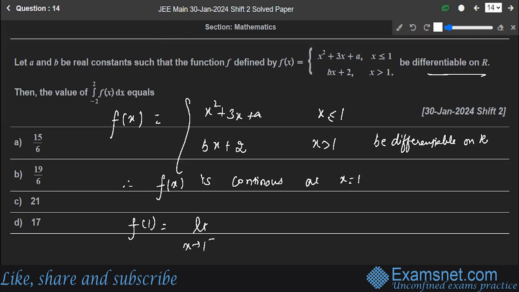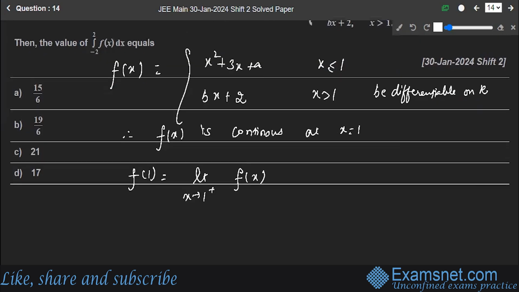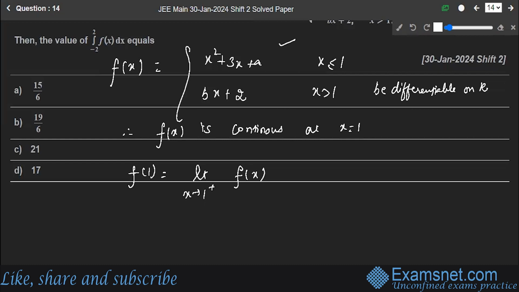Limit x approaching 1 plus f(x). I'll use this, this would be 1 + 3 + a. Now because this is differentiable, this is continuous, so both will be the same. This will give me b + 2. So you have -a + b is equal to 2. Let's say this is equation 1.